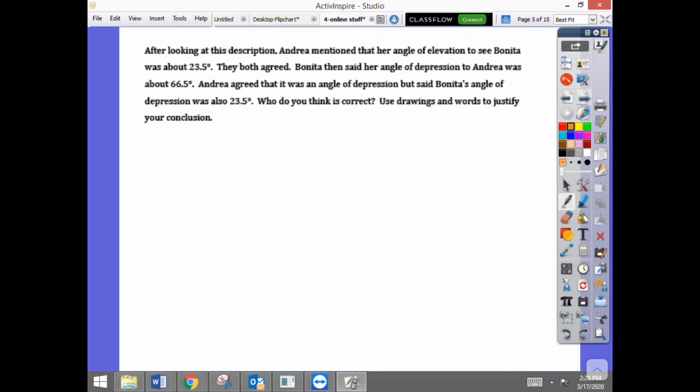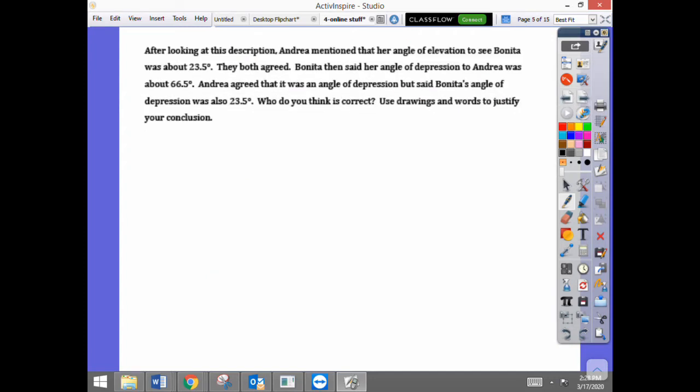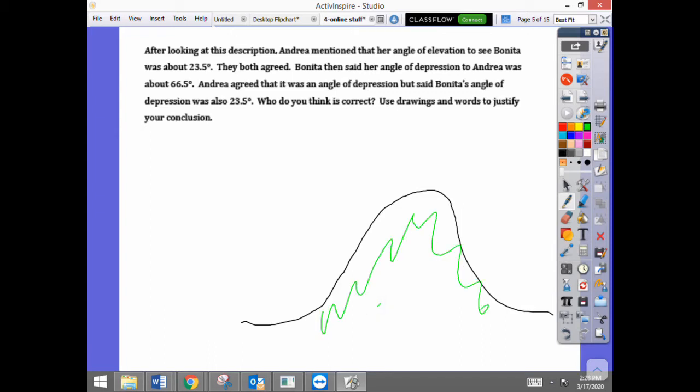So if we go back to the scenario here, they're on a hike. They're probably going up a hill of some kind. Like, yay, that's a lame looking hill, but it's got grass, whatever, okay? Andrea is standing down here. Bonita is on top of the hill. This is my favorite part about trigonometry, is I can draw ugly pictures and nobody minds.